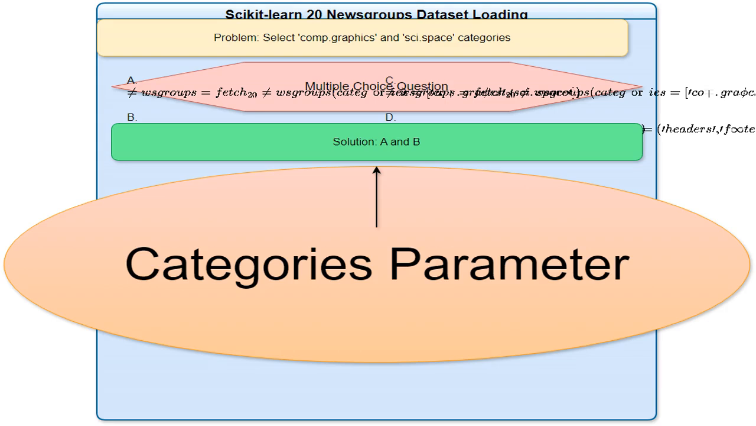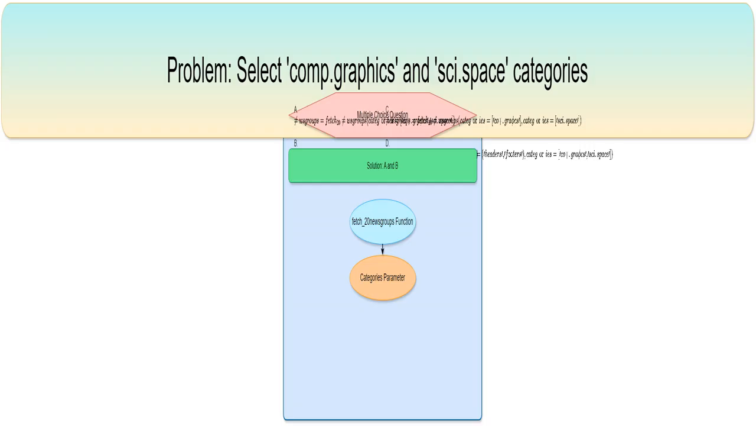This is crucial. It lets me pick which newsgroups to include. I specify the names of the newsgroups I want as a list. For example, to get only comp, graphics and space newsgroups, I pass a list like this. The goal is to get only the comp, graphics and space categories from the dataset.